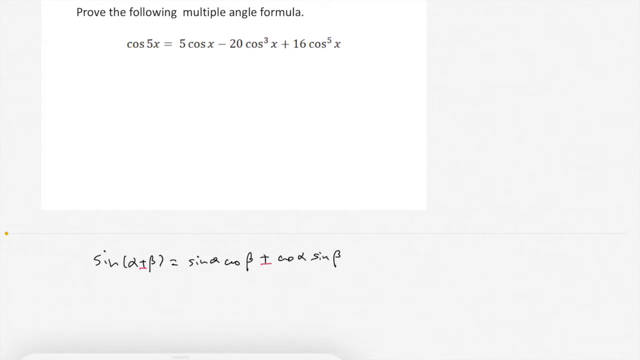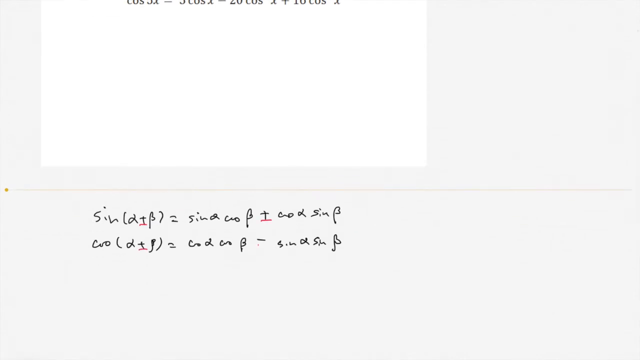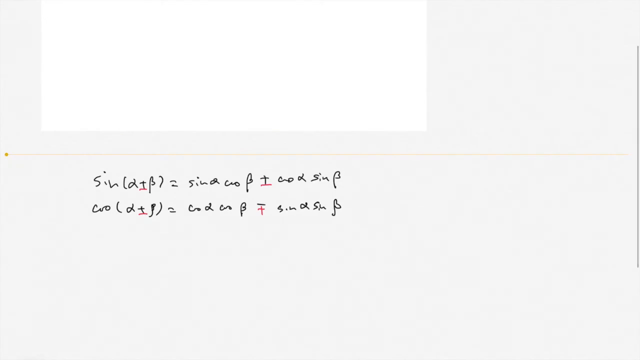Also in the case of the cosines, cosine alpha plus beta equals cosine alpha cosine beta, in this case negative, sine alpha sine beta. So also in the case of the negative sign, it becomes positive here. Okay, this is the basic equation to prove and solve these questions.